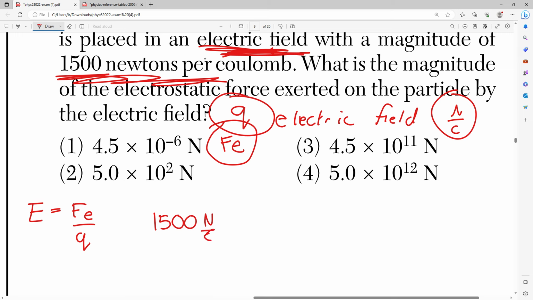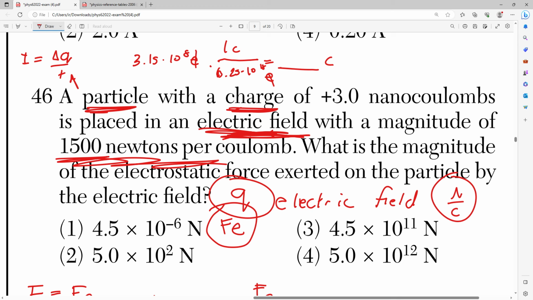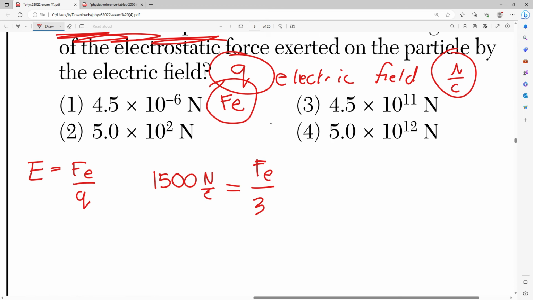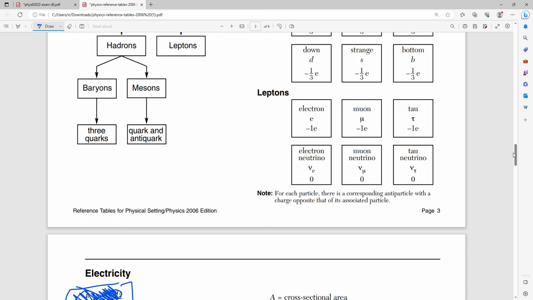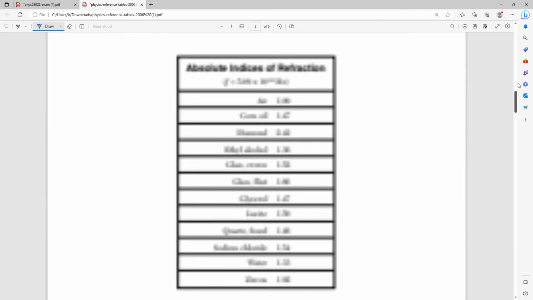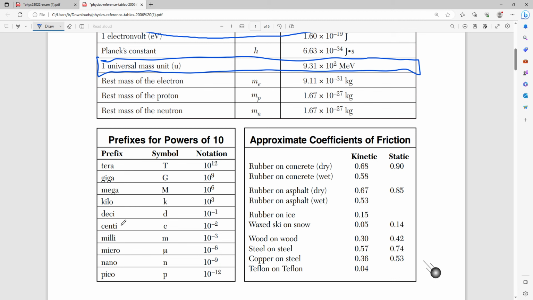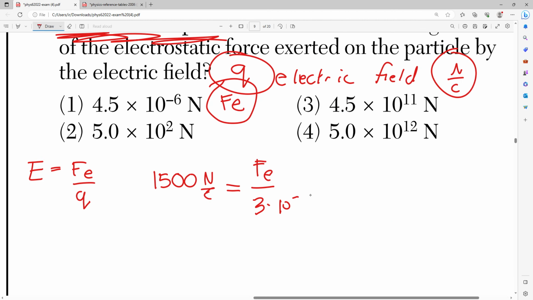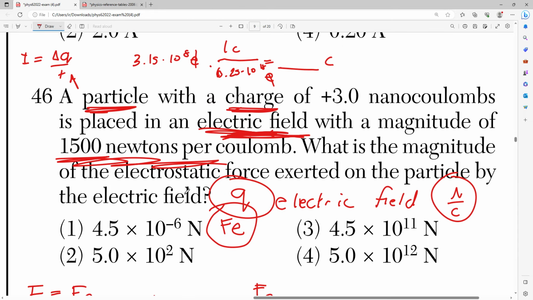And over C, right? And I'm going to set this equal to my force electric, which I don't know, which is Fe. And I'm going to divide this by plus 3 nanocoulombs, right? So that's going to be 3 times. And right here, if you don't know what a nano is, it tells you the conversion right here. It says that nano is 10 to the power of -9, right? So 3 times 10 to the power of -9. I'm going to have to multiply both these sides by 3 times 10 to the power of -9 to get Fe. And once I do that, I should get an answer of 4.5 times 10 to the power of -6 newtons.